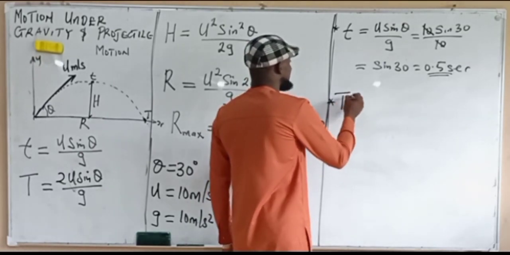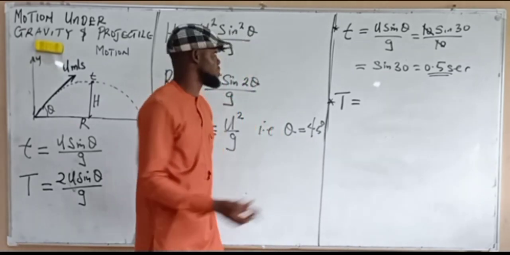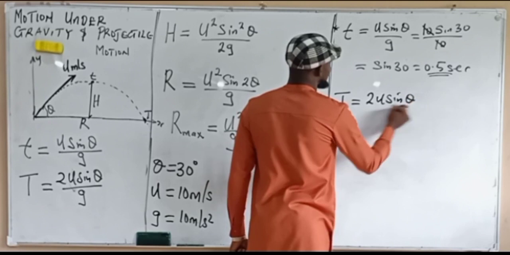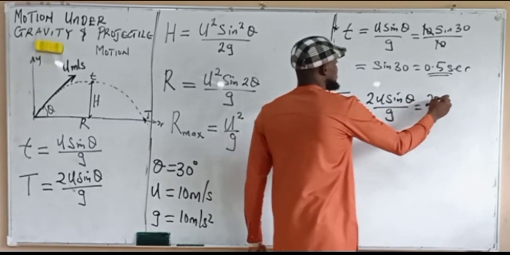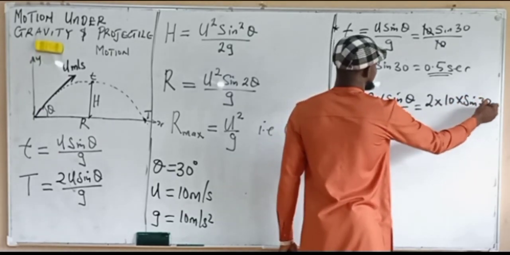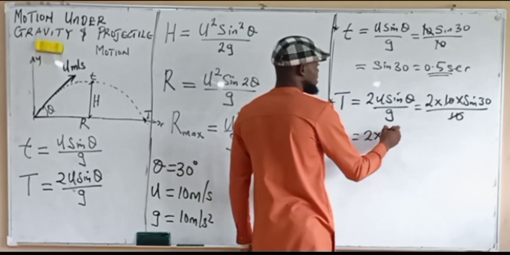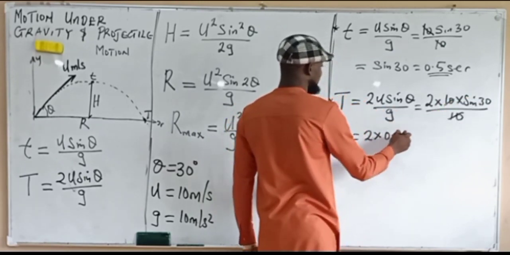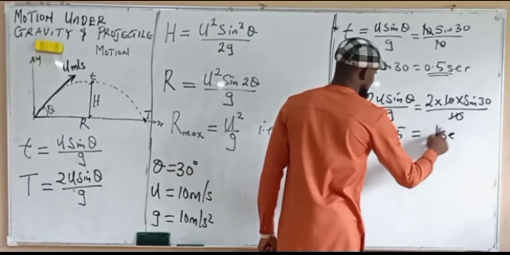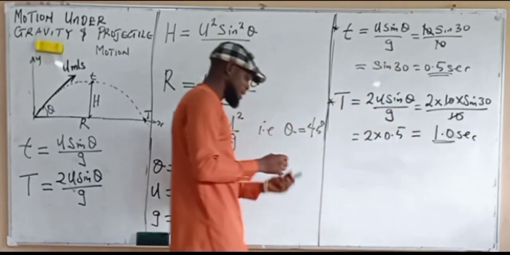Then, number 2. What about the time of flight of this body? That's the time taken for the body to get up and come back to the ground. That is 2u sine theta over g. That will be 2 times 10 times sine 30 over 10. So cancel this. We're going to have 2 times sine 30, which is 0.5, and 2 times 0.5 is 1 second. So we're going to have 1.0 seconds.